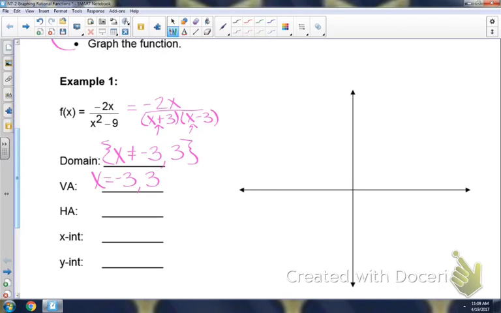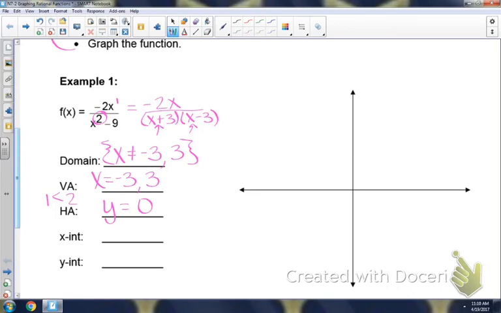Your horizontal asymptote, you're checking the degree, which is your highest exponent. On top here we have just an x, so that exponent is 1, and then the highest degree on the bottom, our exponent is 2. So 1 is smaller than 2, which means your horizontal asymptote is y equals 0.